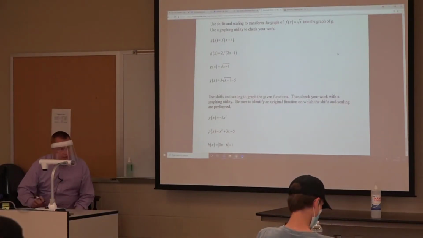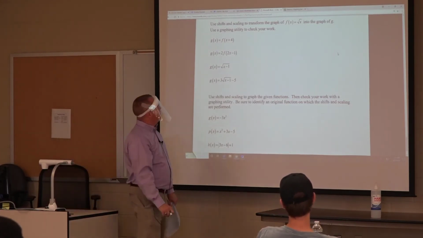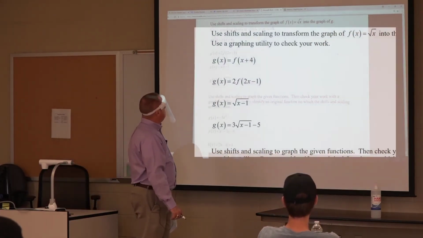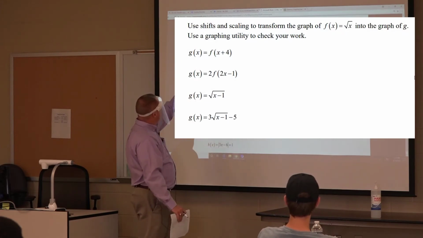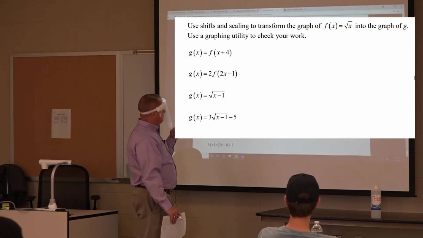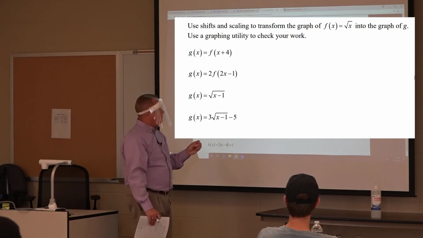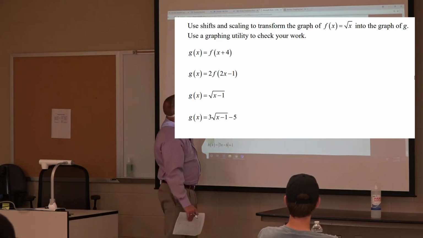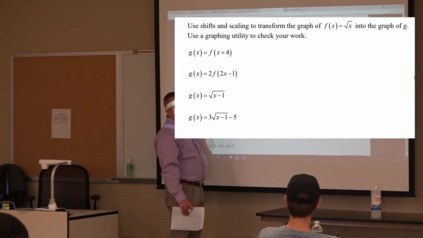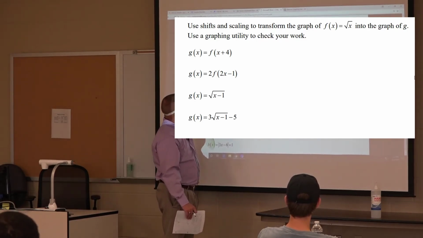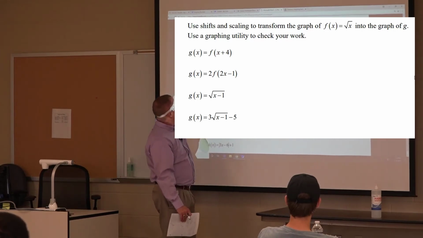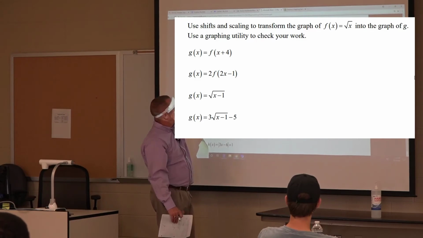Now that's all that's left. All right, shifting these graphs around a bit. All right, so for these four here, it says use shifts and scaling to transform the graph of f of x equals root x into the graph of g. Okay, so a couple of them use function notation, and then a couple of them you just have the square root in there. Okay, so the first one there, g of x equals f of x plus 4.